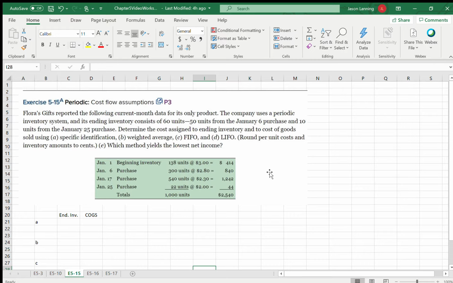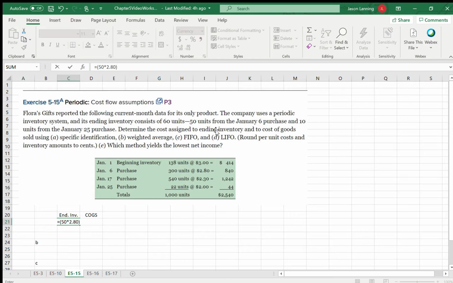So they're asking us to determine the cost assigned to ending inventory. All we have to do is think of what is left. We know we have 60 units left. The first one they're asking is specific identification. We have 50 from the January 6th purchase, and those are worth $2.80. So our ending inventory is the 50 units multiplied by the $2.80 per unit that we paid for them.